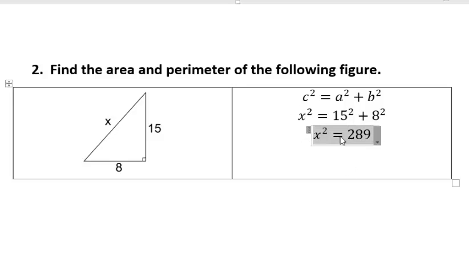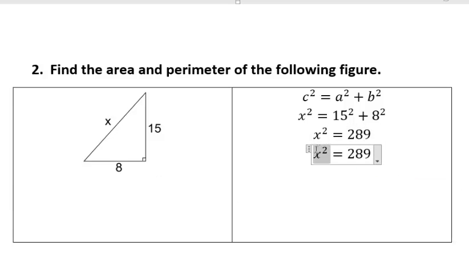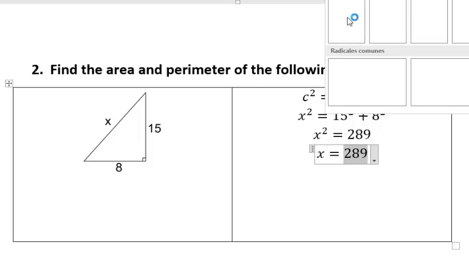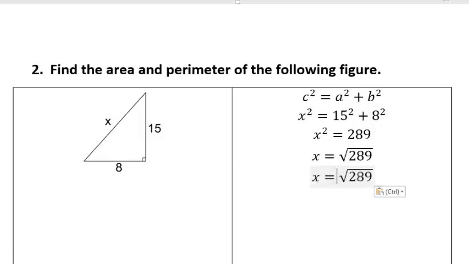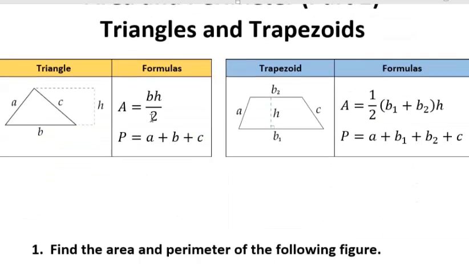Now what am I going to do next? I'm going to pass this square to the other side as a square root. So I'm going to put the square root symbol. Square root of 289. Now, what is the square root of 289? The square root of 289 will be, in this case, 17. So that will be the third side that I was looking for. Why do we need this side? I need it for the perimeter. So now that we found it, let's use the formulas.